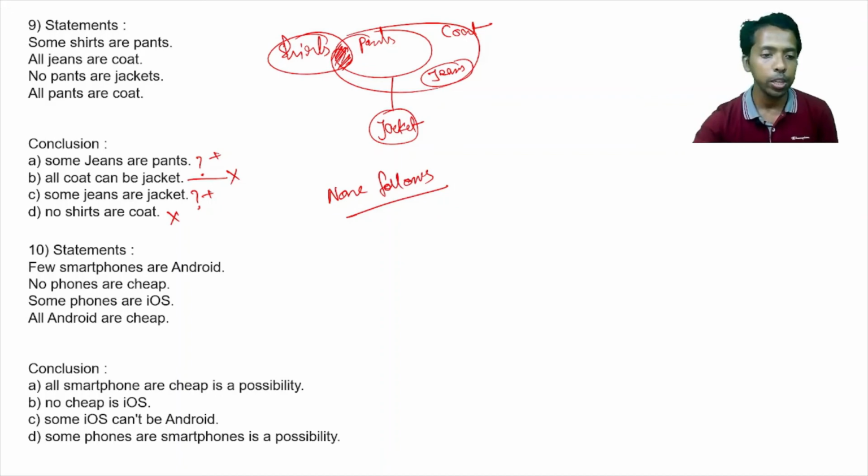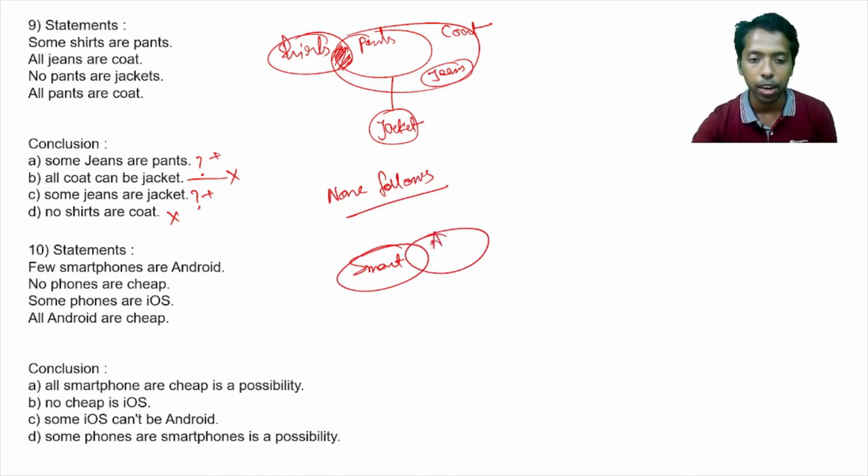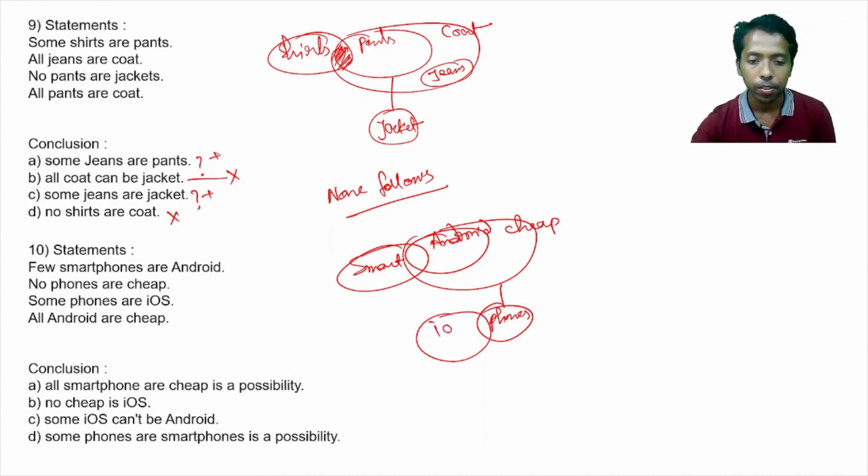Moving to next, few smartphones are Android. Few means you can take it as some smartphones are Android. Okay, all Android are cheap. No phones are cheap. Some phones are iOS. Right? This is what's given as a statement. We have drawn it as a diagram here. Now moving to the conclusion.